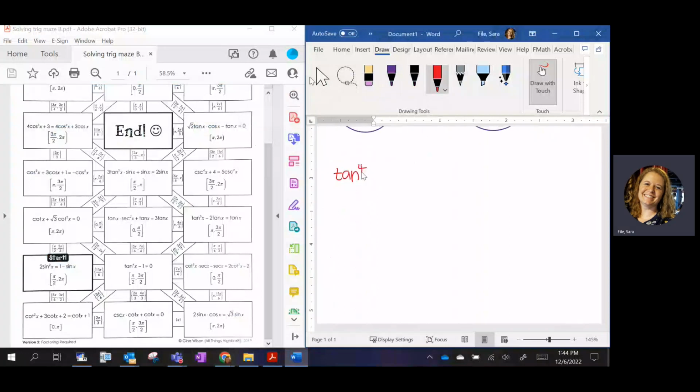If I have something to the 4th power, I need to remember that the square root of x to the 4th would be x squared. So the square root of tangent to the 4th would be tangent squared. This is a special type of factoring. This is your difference of two squares. Okay, so you have two values that are perfect squares that you can take the square root of, and it's the difference. They're being subtracted. Okay, so difference of two squares has you take the square root of each term.